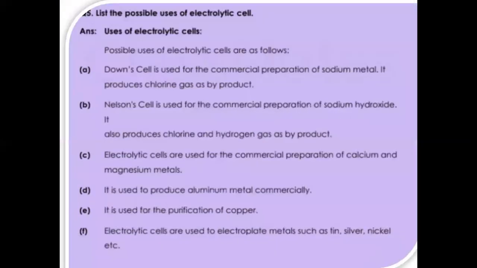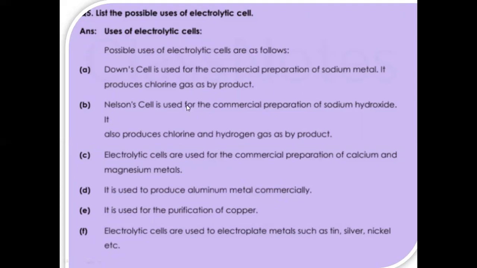Question number 5, list the possible uses of electrolytic cells. The first one is the Downs cell. The Downs cell is used for the commercial preparation of sodium metal. It produces chlorine gas as a byproduct. We have discussed it before, that the Downs cell is used for the preparation of sodium metal from the molten sodium chloride.